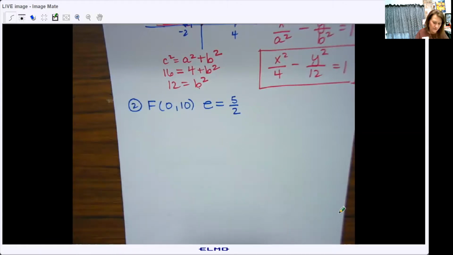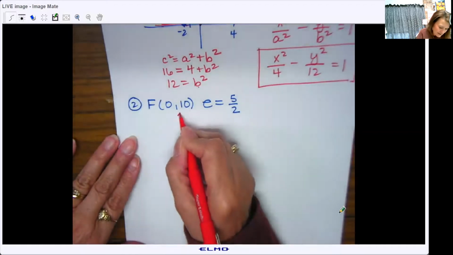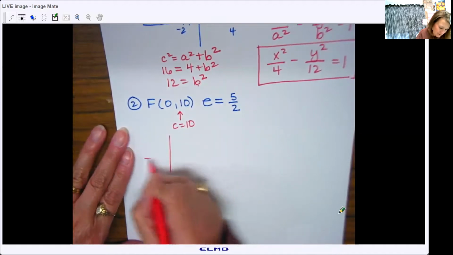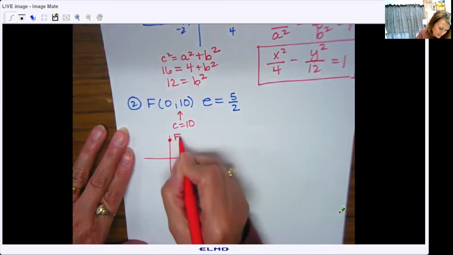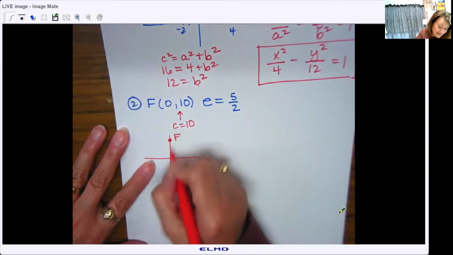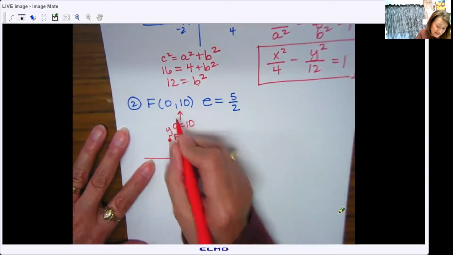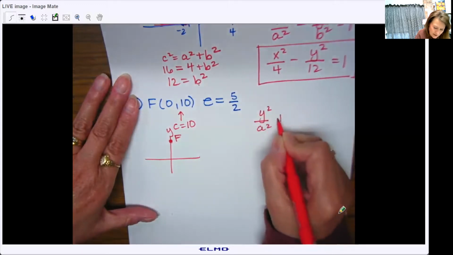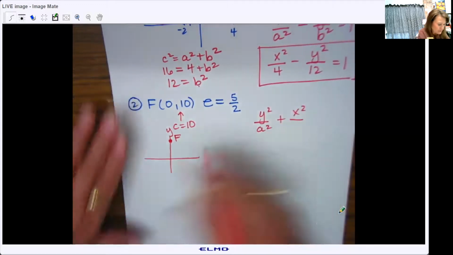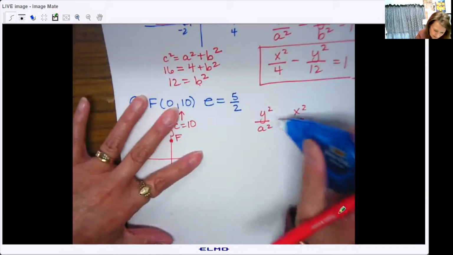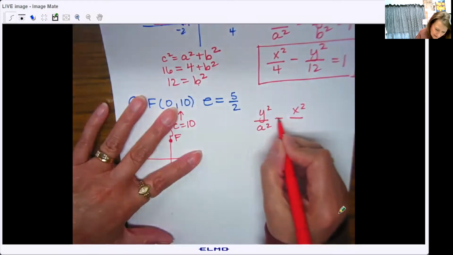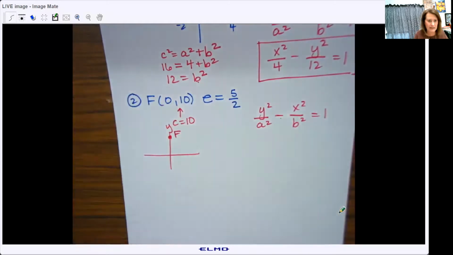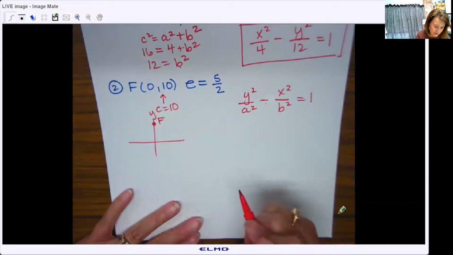Okay, hopefully you're back with me. You said, oh, guess what? This tells me the c must be 10. So (0, 10) is right here. The focus is (0, 10). It also tells me the major axis is on the y-axis because of that 0 and 10. So I know it's going to be a y squared over a squared plus an x squared. Oh, no, no plus. No, we're with hyperbolas. Minus an x squared over b squared equals 1.